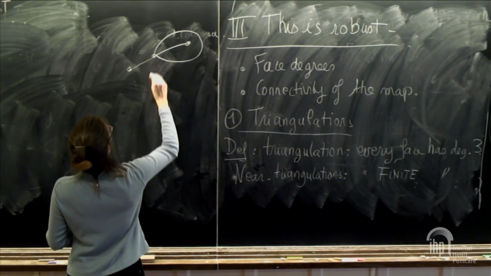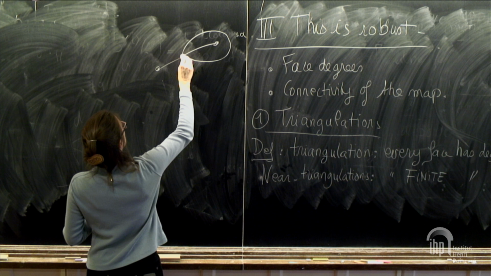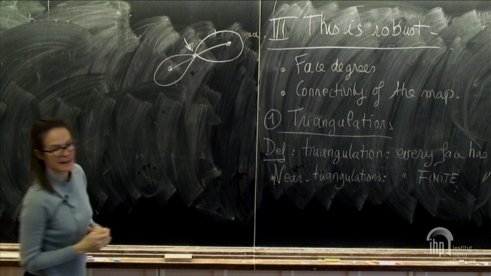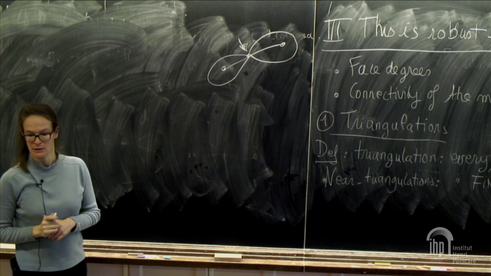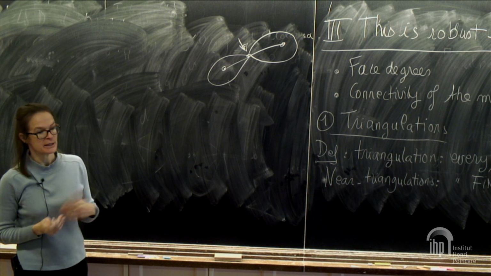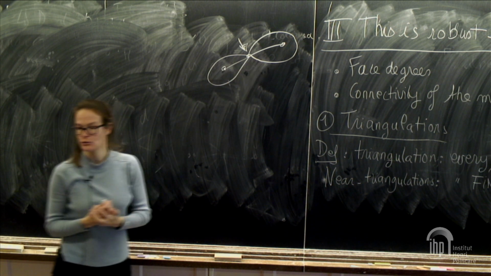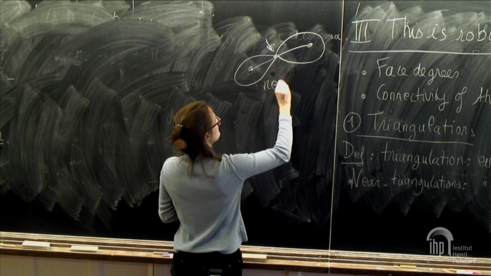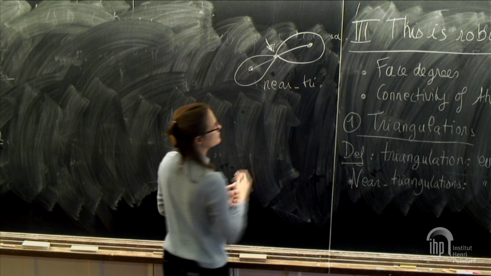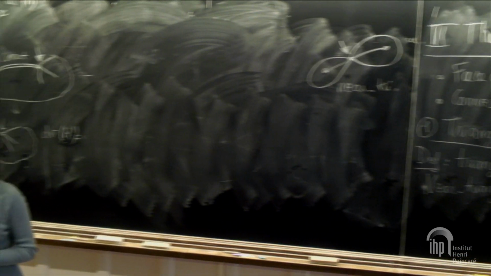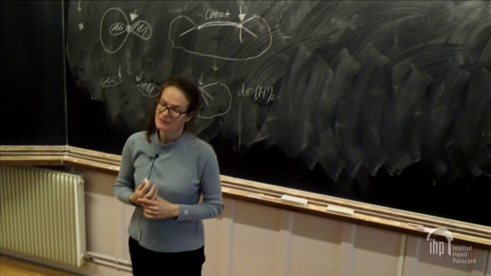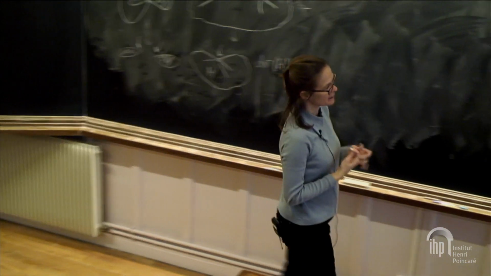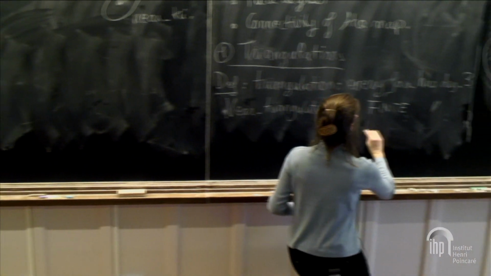So for instance, this pair of glasses has outer degree 2. And it is a near triangulation because each of the two finite faces has degree 3. So you mean now the infinite face is the outer face? Yeah, so that's every non-root face, maybe I should say.